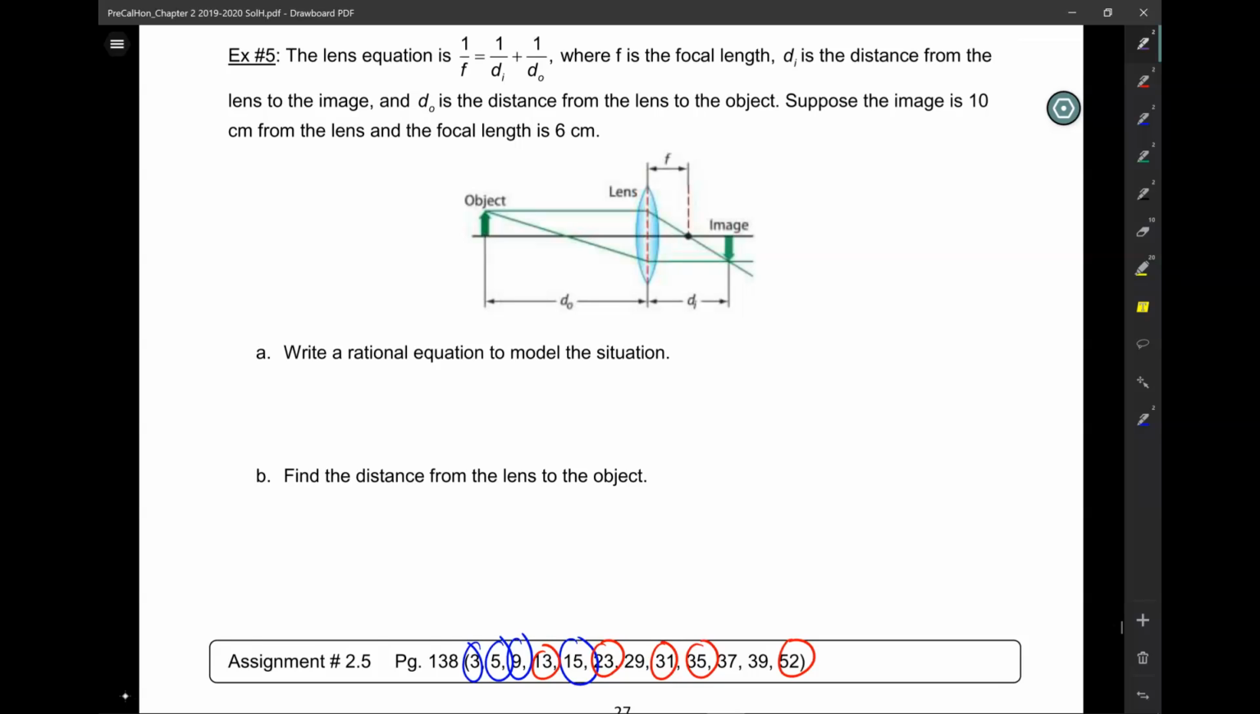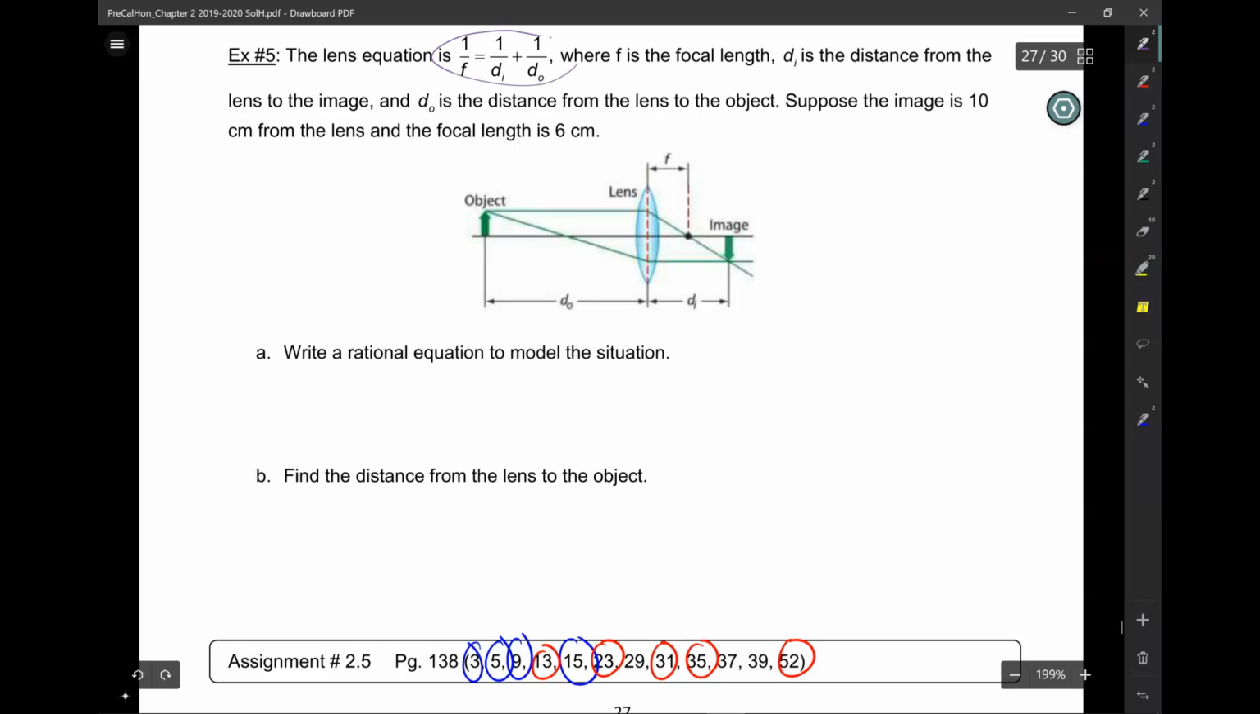So, you don't have to know much about that. The way these things are related to each other is this. The distance between the lens and the object is DO, distance of the object. The distance between the lens and the image is DI. F is the focal length. This is where all the light rays come in and converge. You don't really have to know much about it. But basically, they're related in this formula. Okay? So, this is the lens equation.